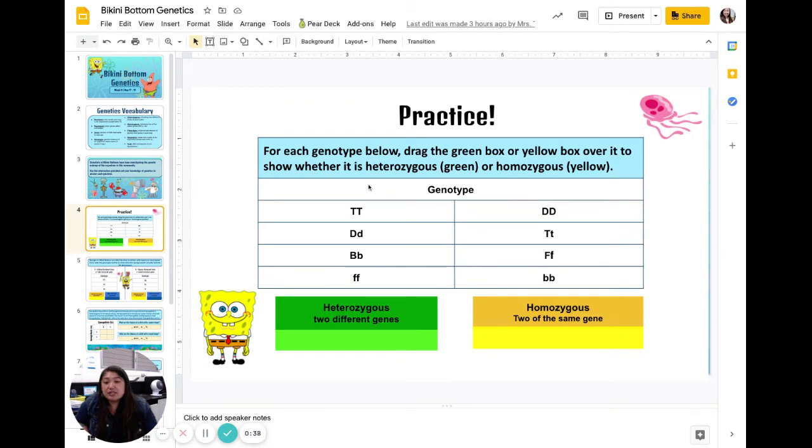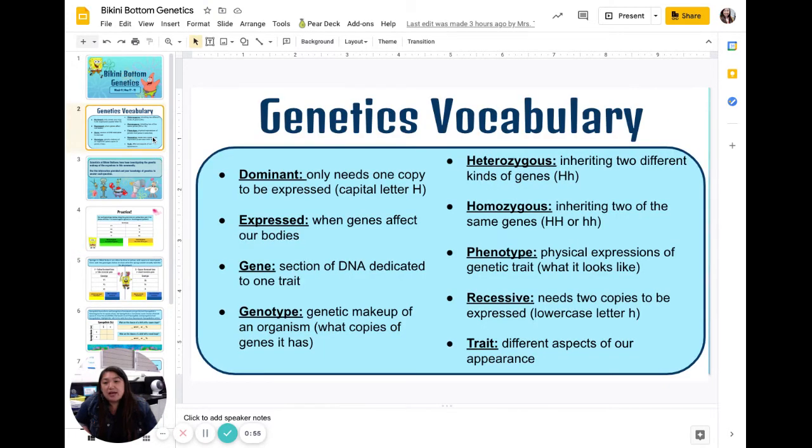So you're going to practice with this first. It says for each genotype below, so genotype is just the combination of genes that an individual has, drag the green box or yellow box over it to show whether it's heterozygous, which is green, or homozygous, which is yellow. So if you don't know what those are, you can refer back to the dictionary. Heterozygous means inheriting two different kinds of genes, so a capital letter and a lowercase letter. Homozygous means you inherit two of the same gene, so both capital H's or both lowercase h's.